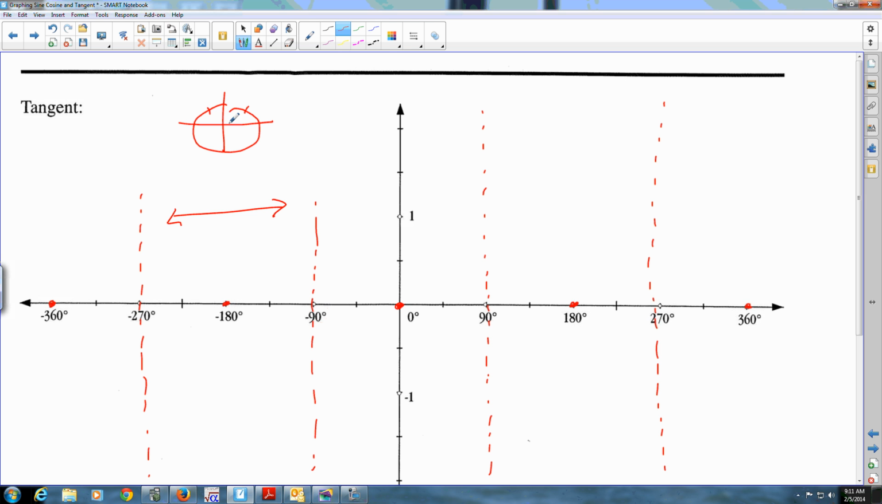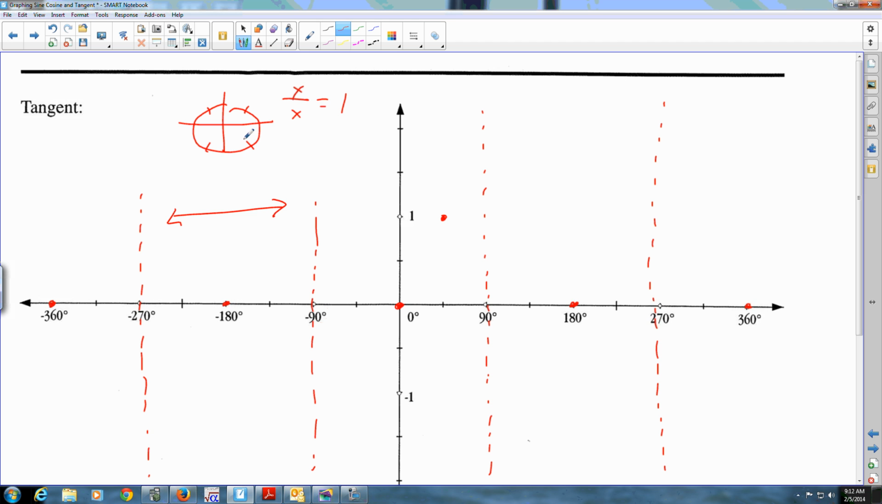I'm going to look at these 45s because these will be easy to do. At 45 degrees, so right here, the numbers are the same. Square root of 2 over 2 over the square root of 2 over 2, so it's going to be worth 1. At 45 degrees, it's worth 1. Okay. Let's go negative 45 degrees.